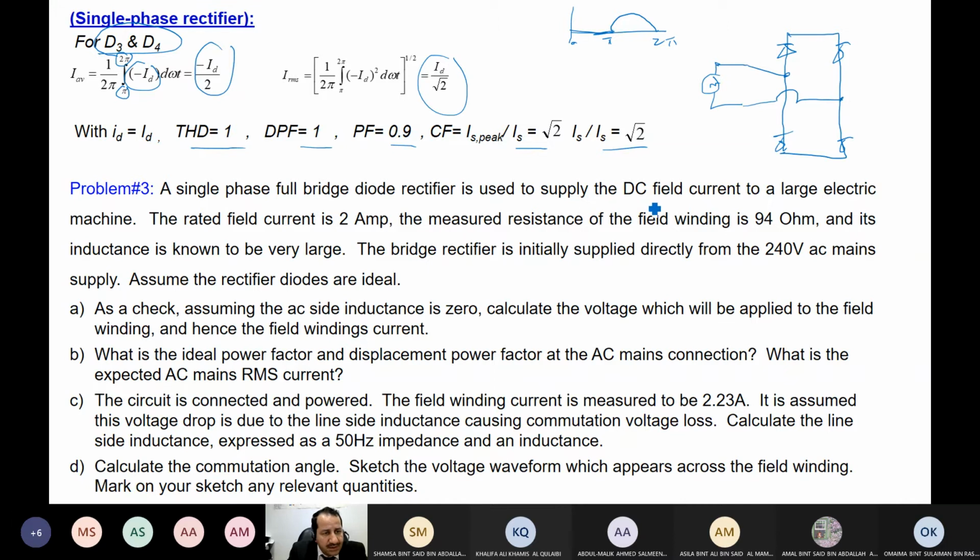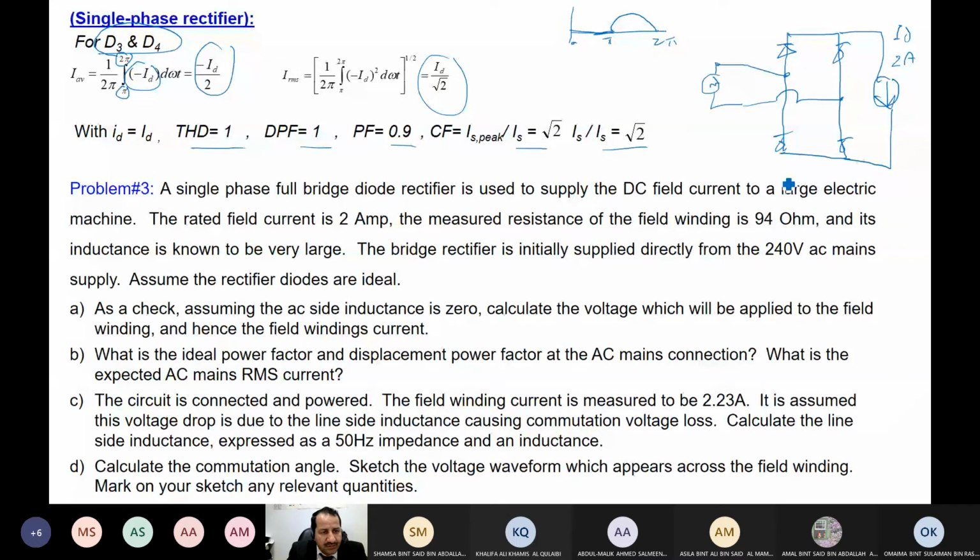Rectifier is used to supply DC field current to a large electric machine. Just a minute, when he says DC field current, I know the field contains resistance and inductance, and this is a DC motor, then it's a highly inductive load. Okay, I will sketch here either inductance or resistance in series or a current source. Okay, the rated field current means the output current, because my output is going to the field. And he told me that the rated field current is 2 ampere. This is ID.